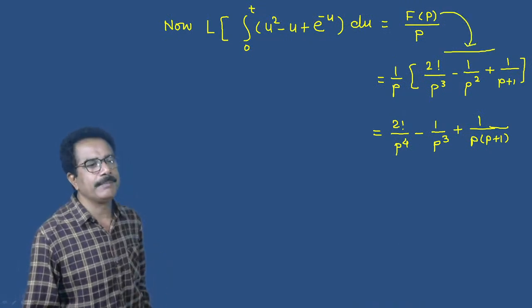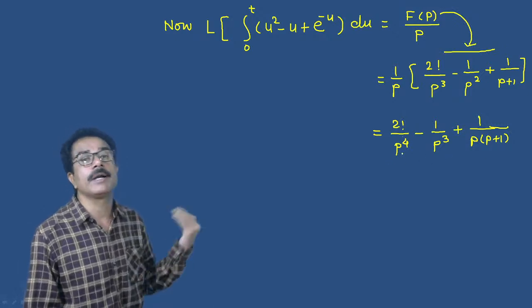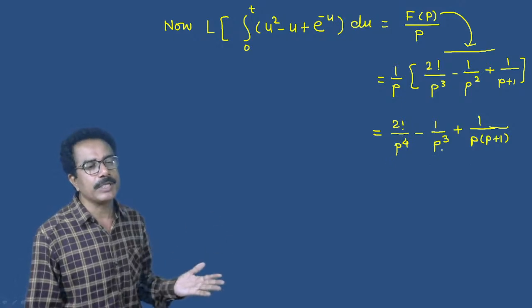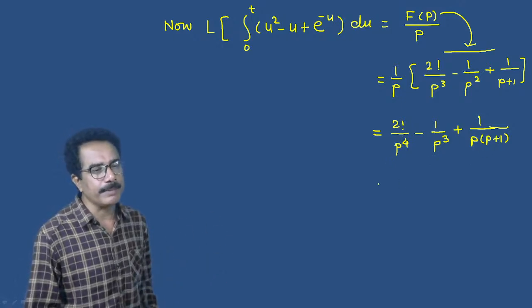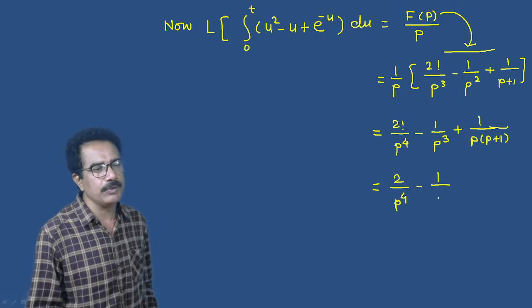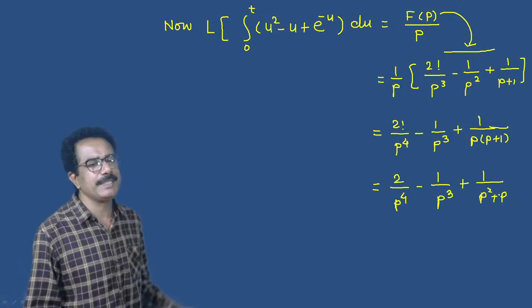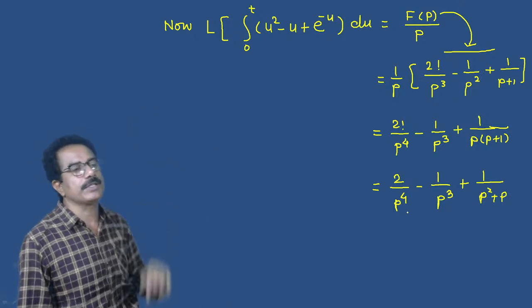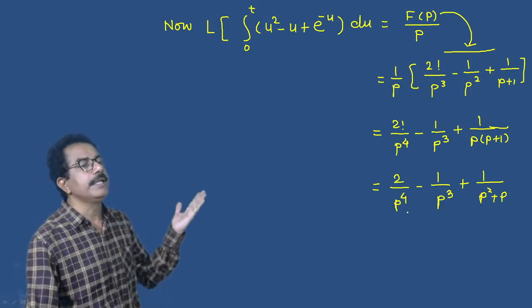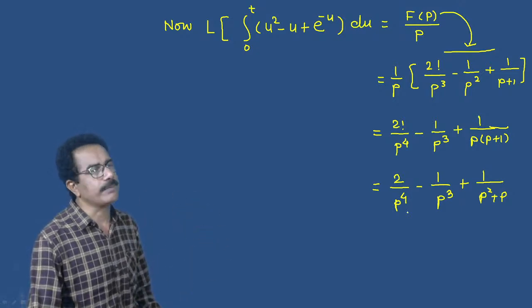So replace capital F of p here, then multiply by 1 upon p, then we will get the result: 2 factorial divided by p raised to 4 minus 1 upon p cube plus 1 upon p into p plus 1. Then 2 factorial is again 2, divided by p raised to 4 minus 1 upon p cube plus 1 upon p square plus p. This is the Laplace transformation of the integral from 0 to t of u square minus u plus e raised to minus u du.